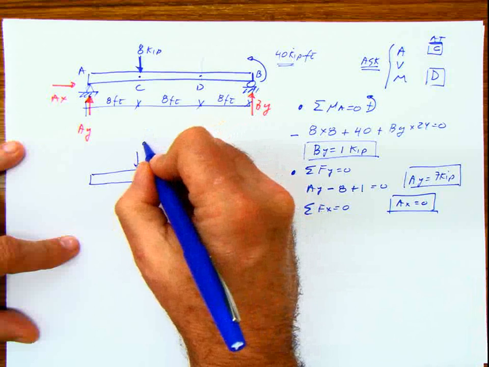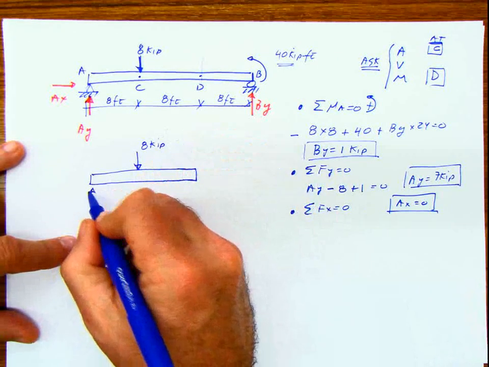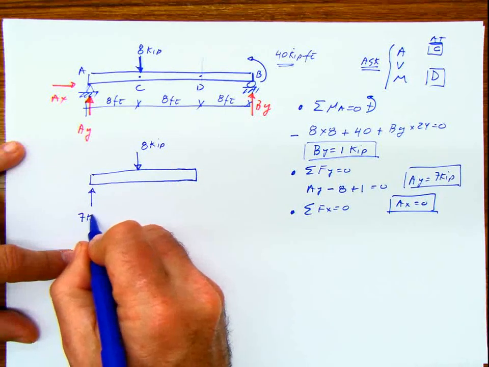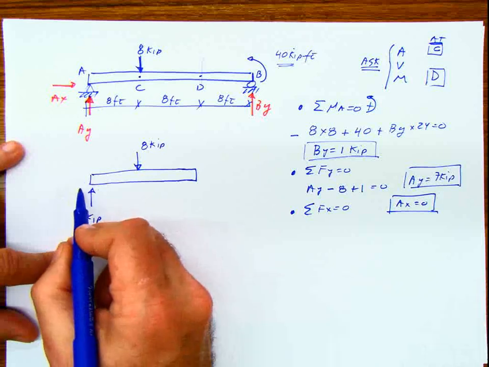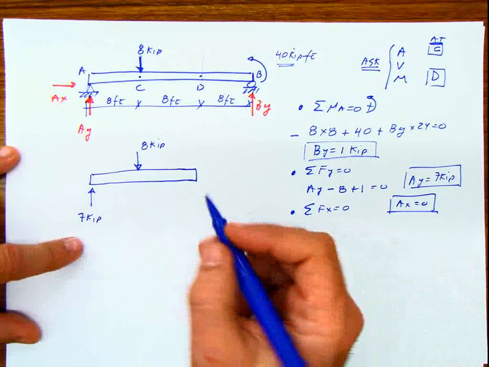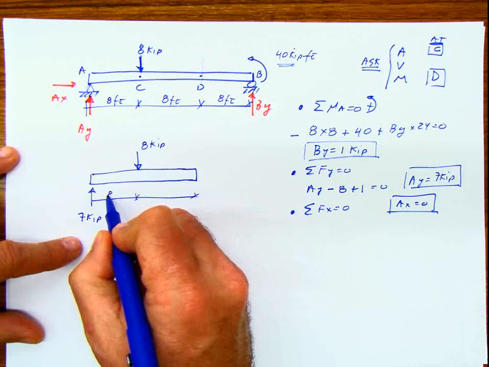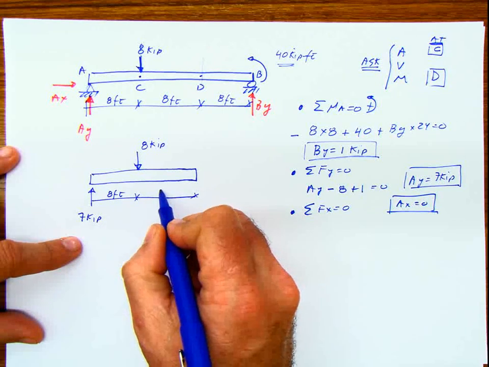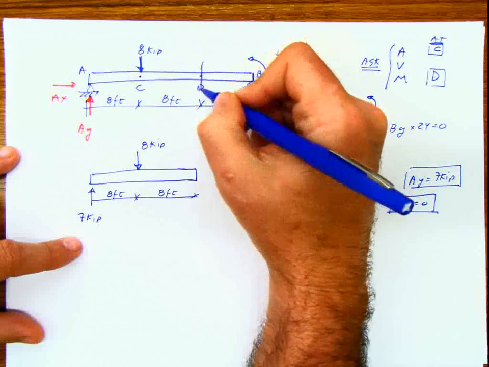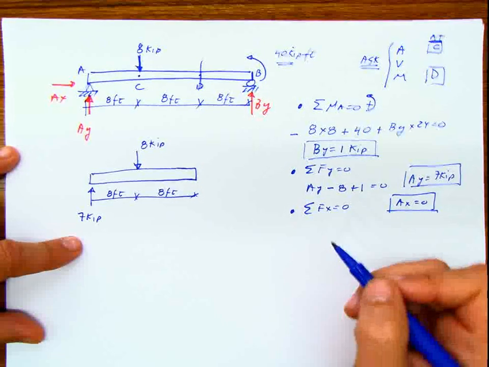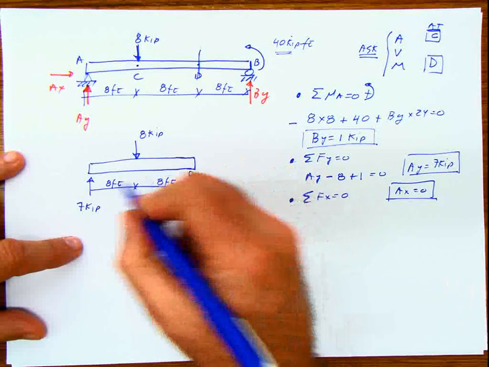And remember, whenever you do a section, you bring everything that that section has with it. The only thing that I'm not putting is this reaction AX because it's 0, so I'm not going to even copy it. This is 8 feet, because I'm making the cut exactly at point D. This is point D, this is point A.